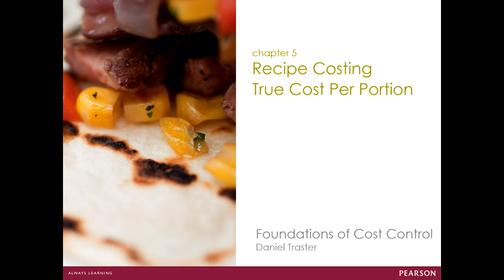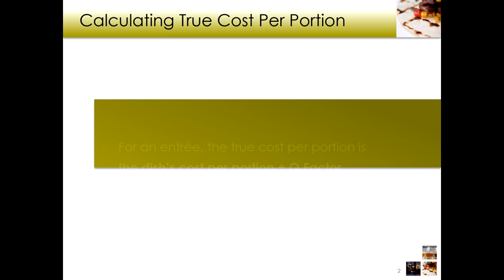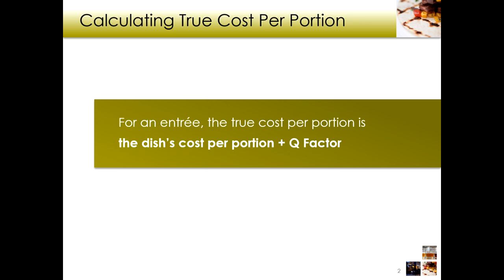Okay, everybody, time for putting everything together that we've learned about recipe costing so far, right? So we're going to get our true cost proportion, or the final price that we're going to use to determine our selling price in the next chapter. So for an entree, like I talked about in the last video, we're going to take the dish's portion cost that's already been spice factor adjusted and add our Q factor, right?